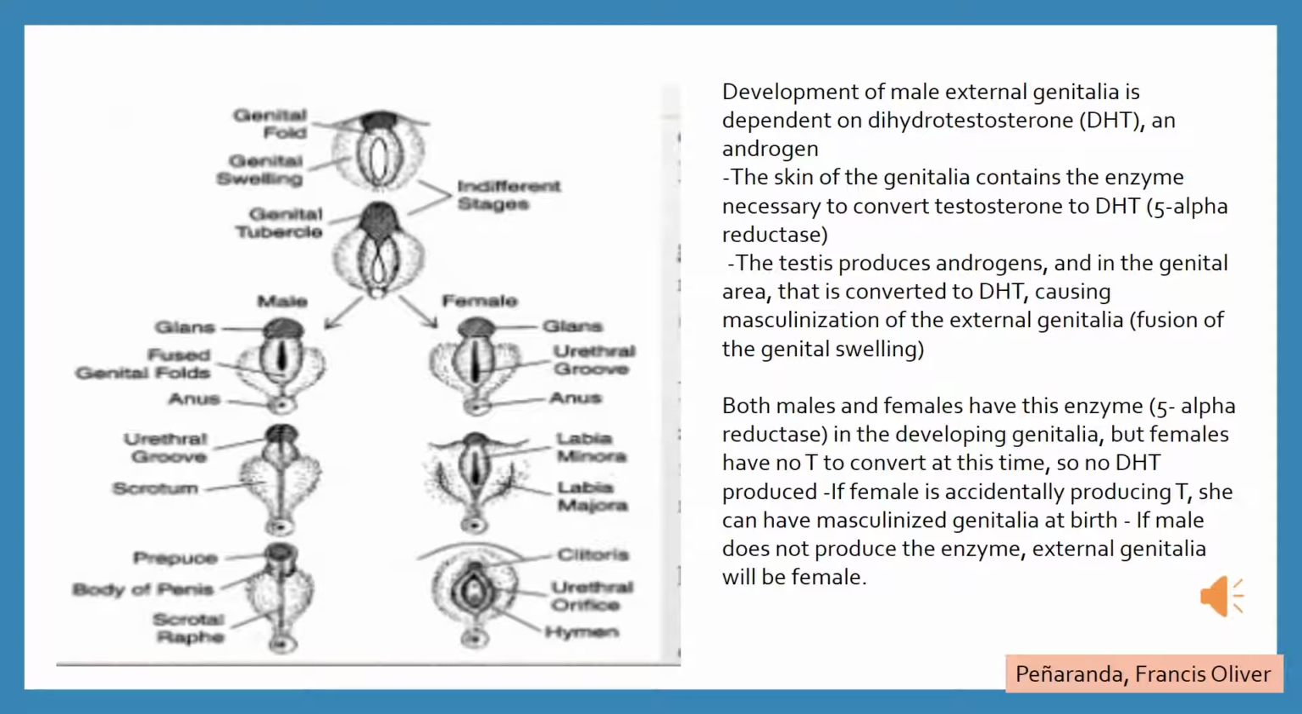Both males and females have this enzyme in the developing genitalia, but females have no testosterone to convert at this time, so no DHT is produced. If a female is accidentally producing testosterone, she can have masculinized genitalia at birth. If a male does not produce the enzyme, external genitalia will be female.